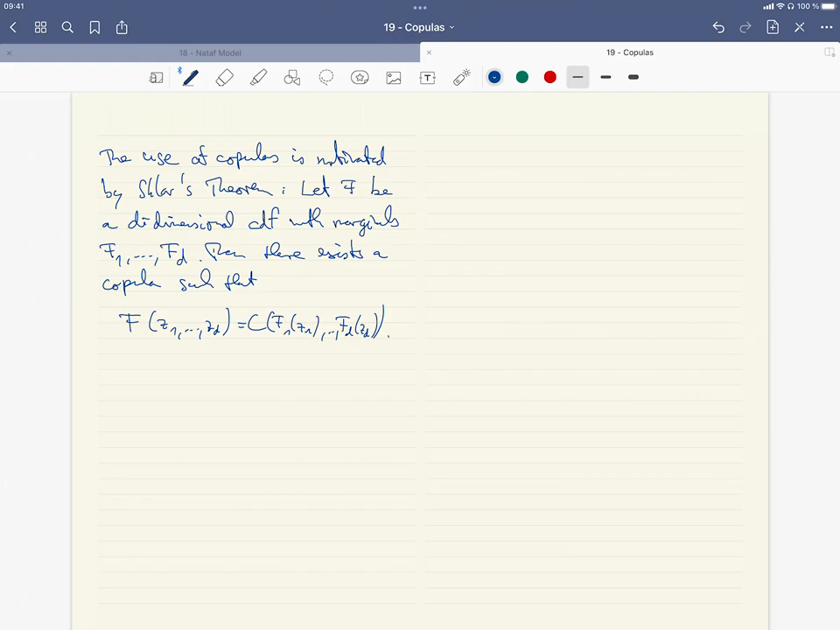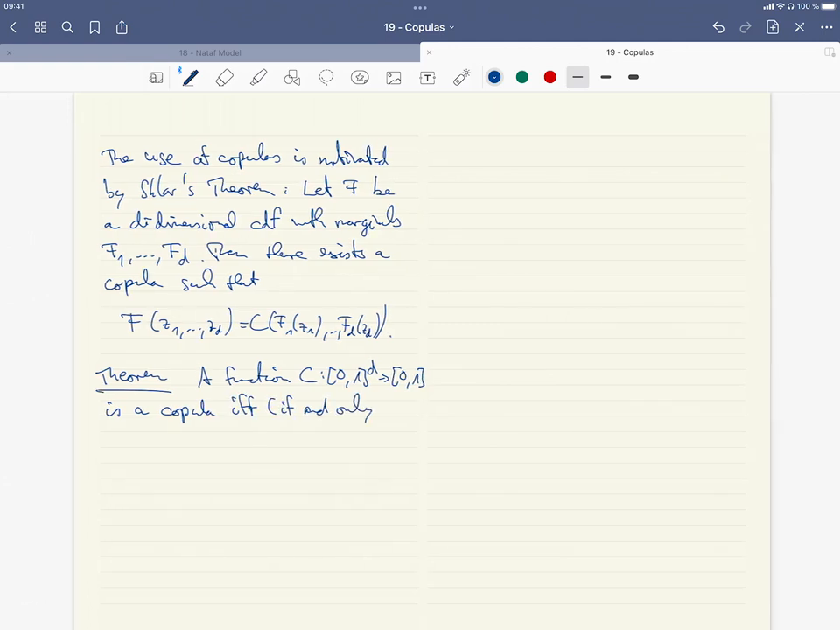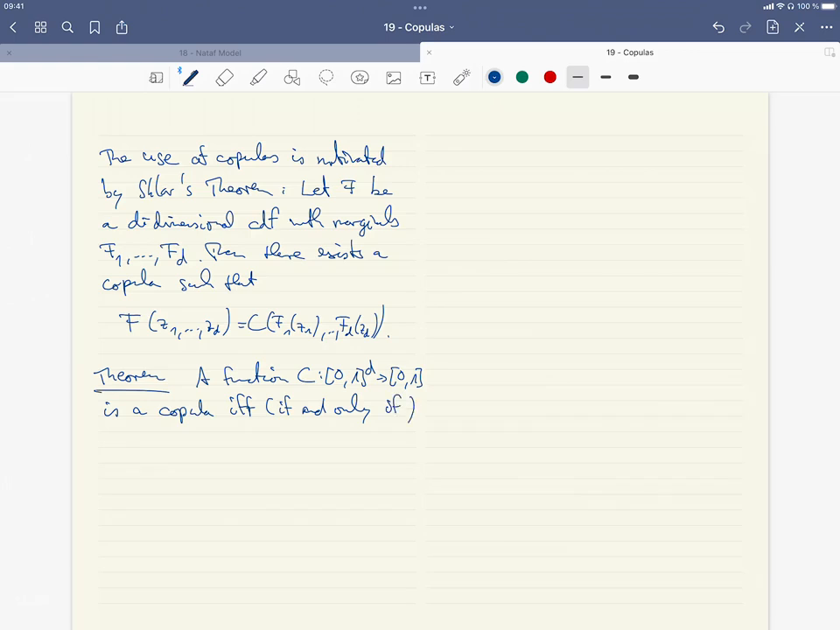So in a certain sense, it's a completeness result that copulas give me all of the possible joint distributions. What's a little bit more important for the practical application is the following theorem: I can recognize from a function C when it is a copula. So let me write this down and then explain it a little bit. A function C from 0, 1 to the d with values in 0, 1 is a copula if and only if the following properties hold.